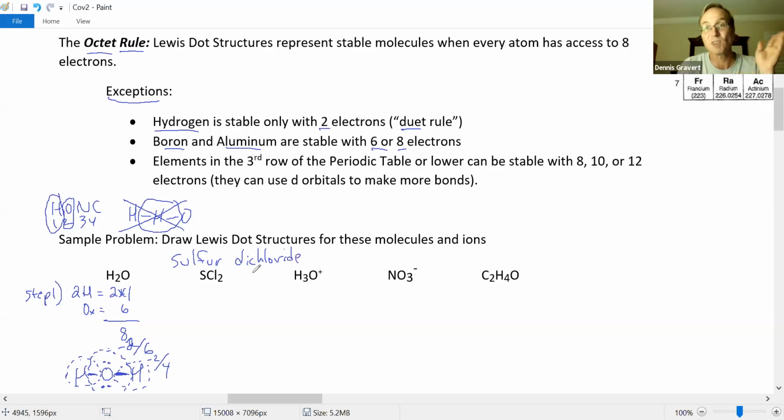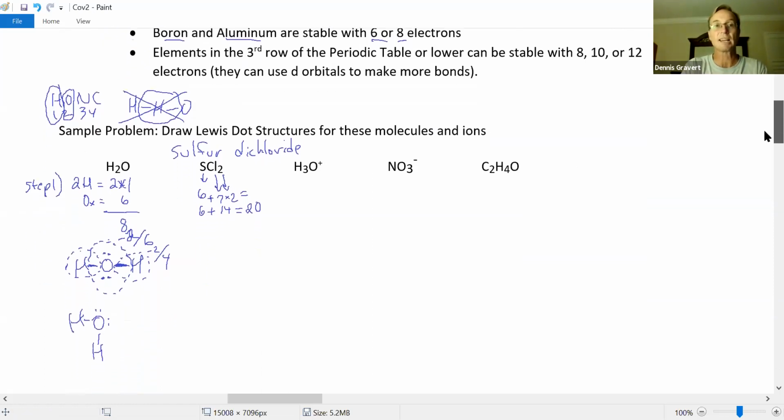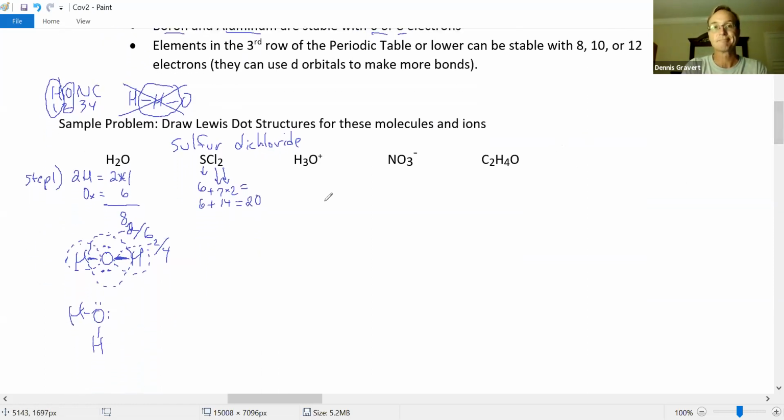Cool. So now let's draw the Lewis dot structure of sulfur dichloride. Count up the valence electrons. Sulfur had 6, chlorine had 7, and there are 2 of them. So 7 times 2 is 14, and 6 plus 14 is 20. 20 electrons total. And it's not a cation or anion, so no adjustment.